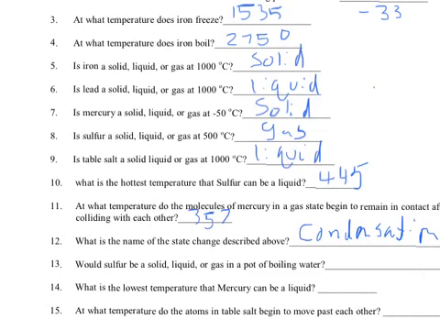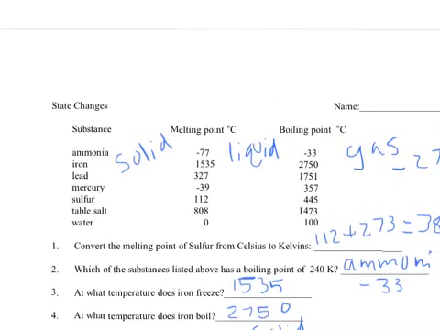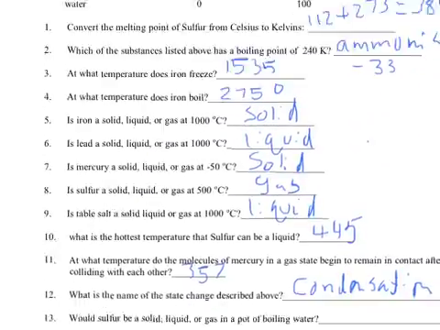Let's see, would sulfur be a solid, liquid, or a gas in a pot of boiling water? Well, water boils at 100 degrees. So the question is, what state of matter is sulfur in when it's at 100 degrees? So let's go take a look. At 100 degrees, here's sulfur. 100 degrees would be here in the solid range. So our answer has to be solid.